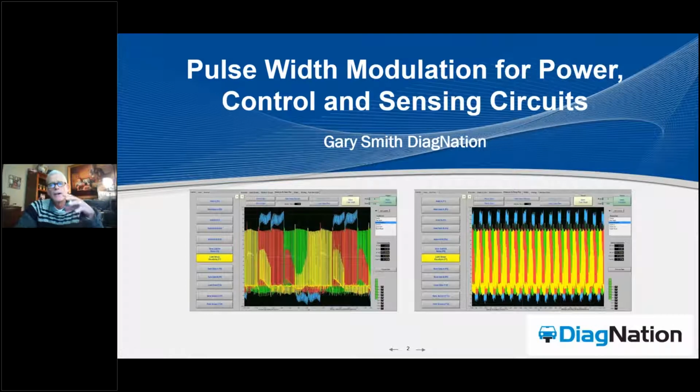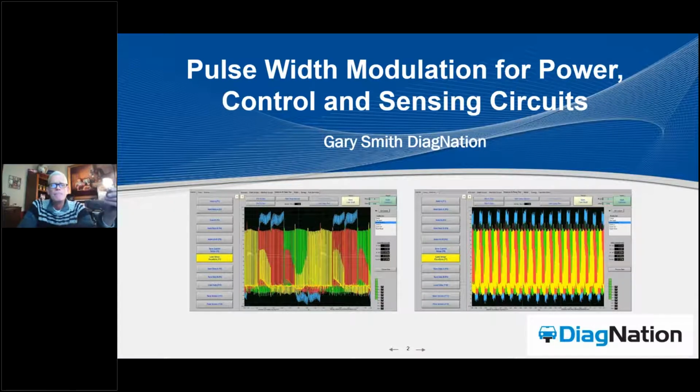There is a lot to cover here in the next few minutes, so we're going to get right at it. What we're going to cover today, guys, is pulse width modulation, from a theoretical standpoint and then work that into a diagnostic standpoint. The reason that this is important is that more and more systems on today's vehicles are utilizing pulse width modulation for a number of things.